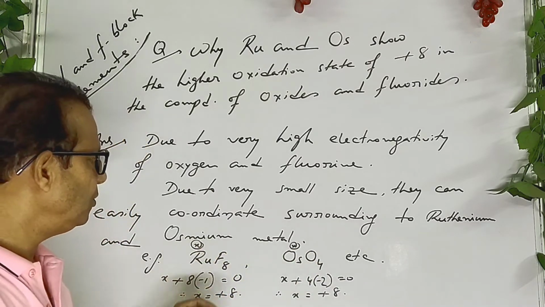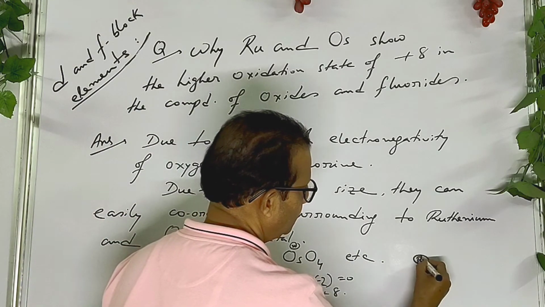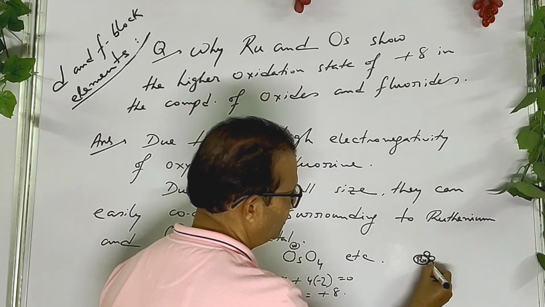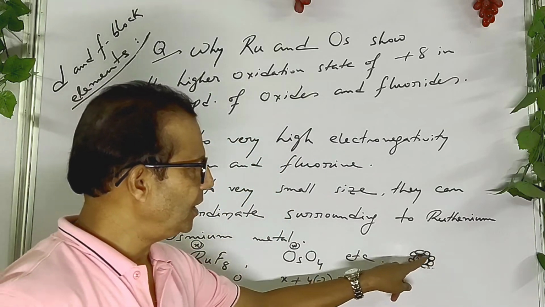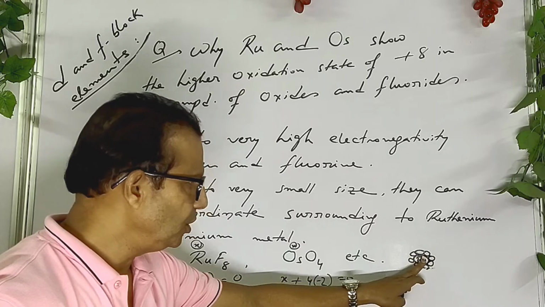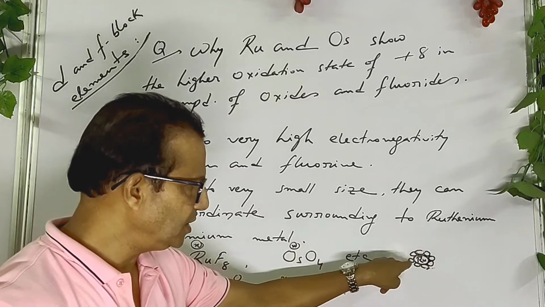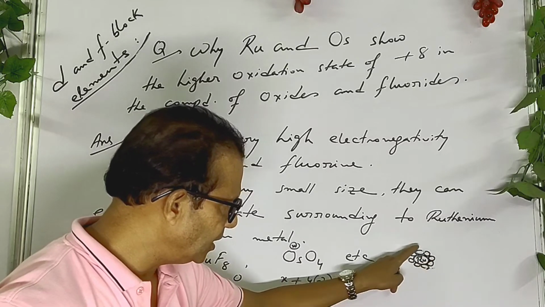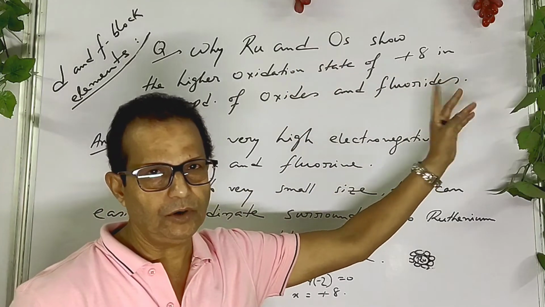Now what happens? Due to the very small size of fluorine and oxygen, say if you consider ruthenium, 8 fluorine atoms can easily coordinate around ruthenium. That's why ruthenium and osmium show their highest oxidation state of +8 in the compounds of fluoride and oxide. This is the reason. Due to the very small size of oxygen and fluorine, they can easily coordinate around ruthenium or osmium. Okay, so this is the only answer. If this question comes, only write it.